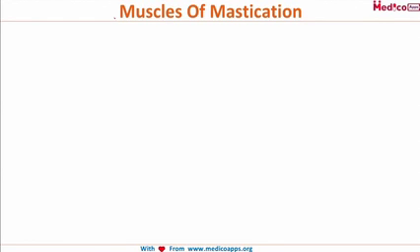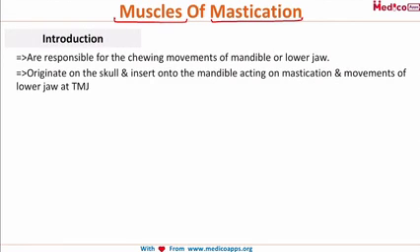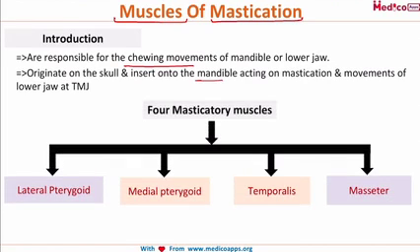So, as the name indicates, we are talking about the muscles of mastication, that is, the muscles which are responsible for mastication, that is chewing of the food. Now let's see the introduction. These muscles of mastication are responsible for the chewing movement of the mandible or the lower jaw, and they originate on the skull and insert on the mandible, acting on mastication and movement of the lower jaw at TMJ. Now there are 4 masticatory muscles, namely lateral pterygoid, medial pterygoid, temporalis and masseter muscle.